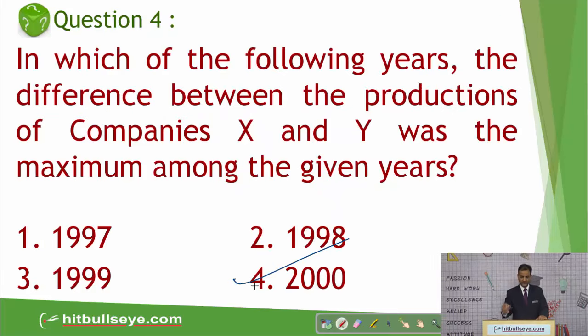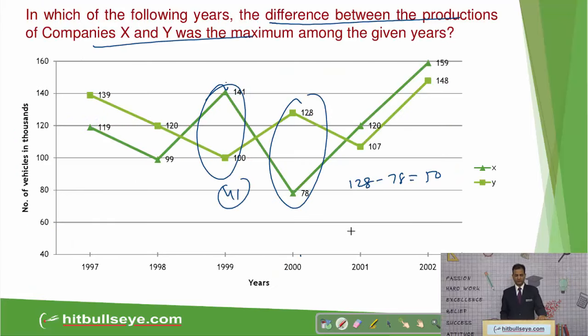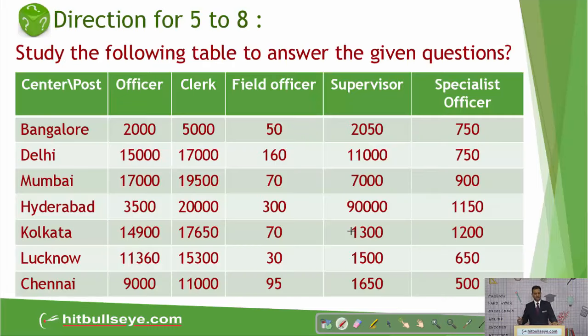So the fourth option is the answer, because in 2000 the difference was maximum between company X and company Y. So these are the 4 questions based on this line graph, and you can see the questions are very easy, and you can do these 4 questions within 1 to 1.5 minutes. Now next table, direction for question 5 to 8, study the table to answer the questions.